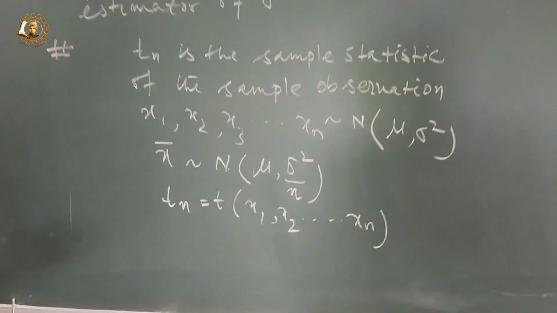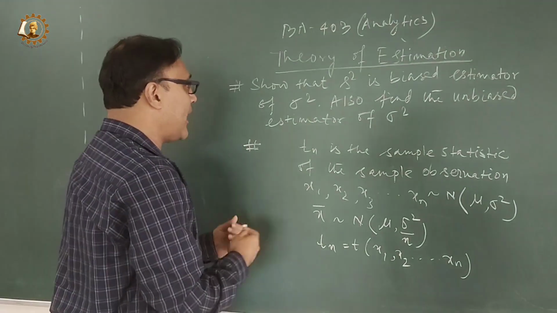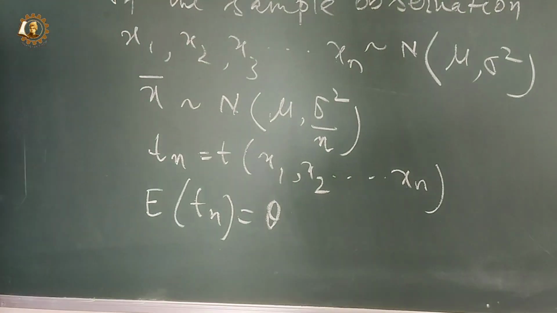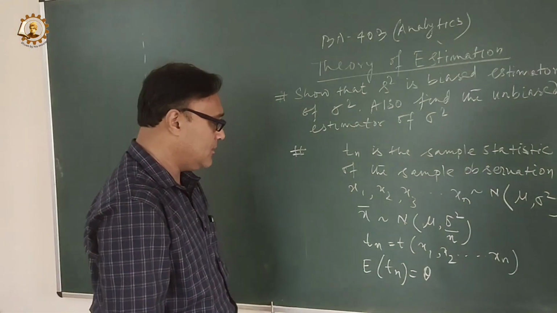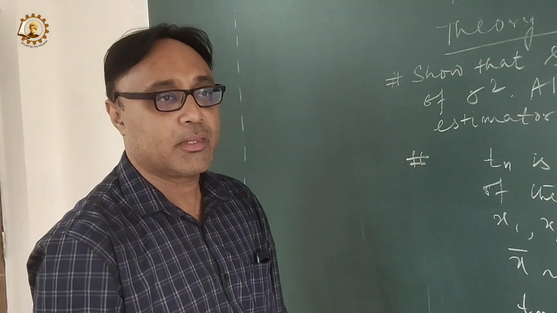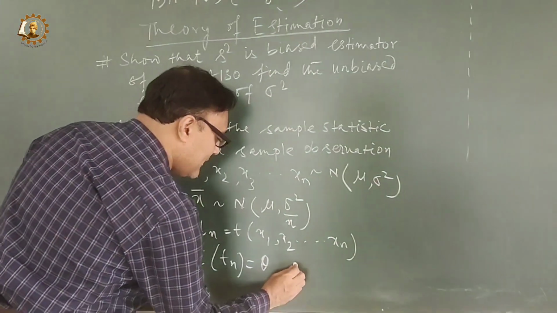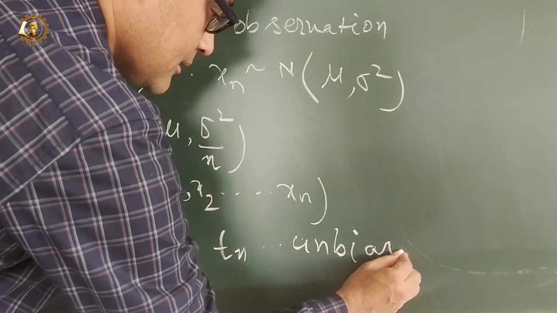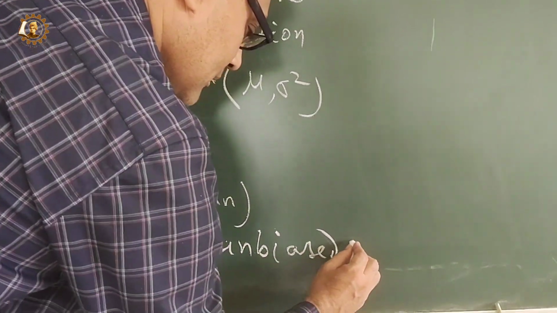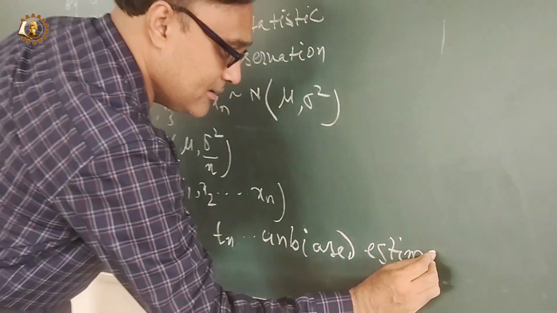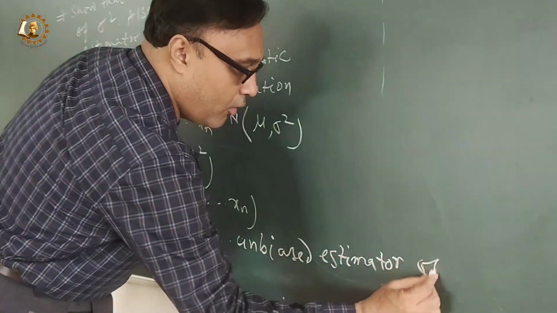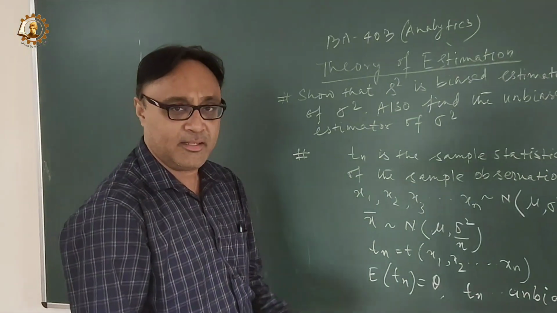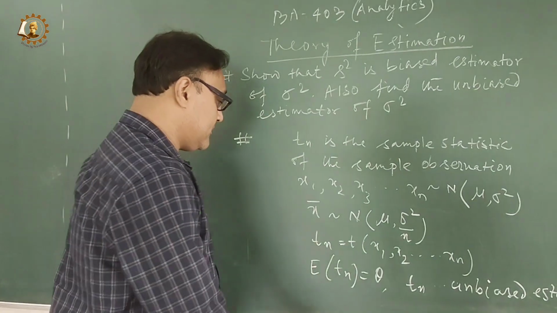Okay? And how do we define unbiasedness? We define unbiasedness as: if E of Tn is equal to theta, where theta is the population parameter and Tn is the parametric function of the sample observations, then we can say that Tn is an unbiased estimator of theta. So in the last video we went through this theory. But what is biasedness? Let us see this.